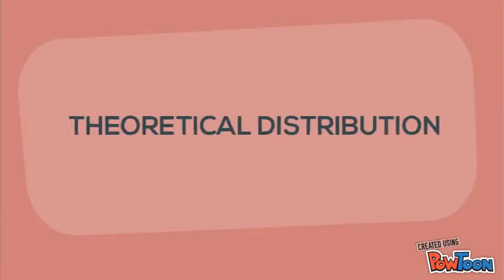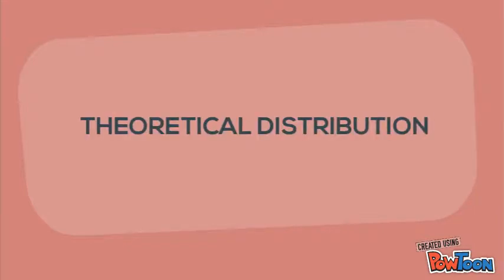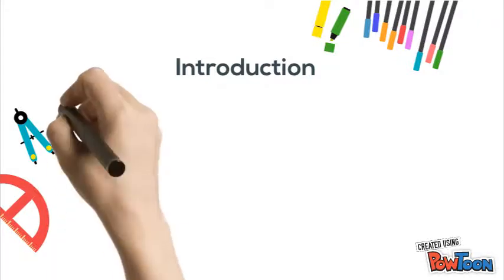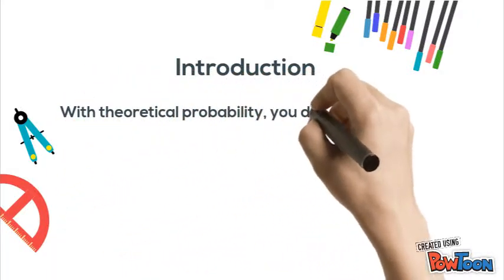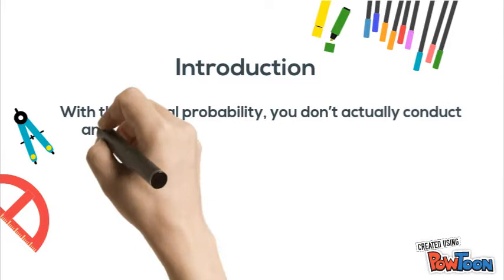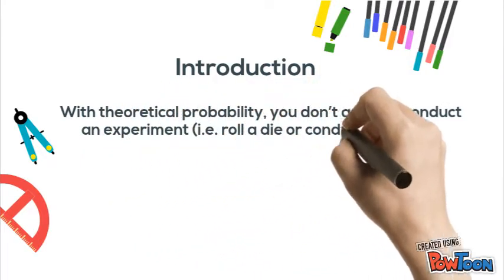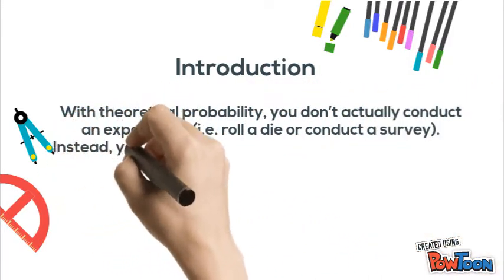Our today's topic is theoretical distribution. So let's start with the introduction. With theoretical probability, you don't actually conduct an experiment, i.e. roll a die, or conduct a survey.